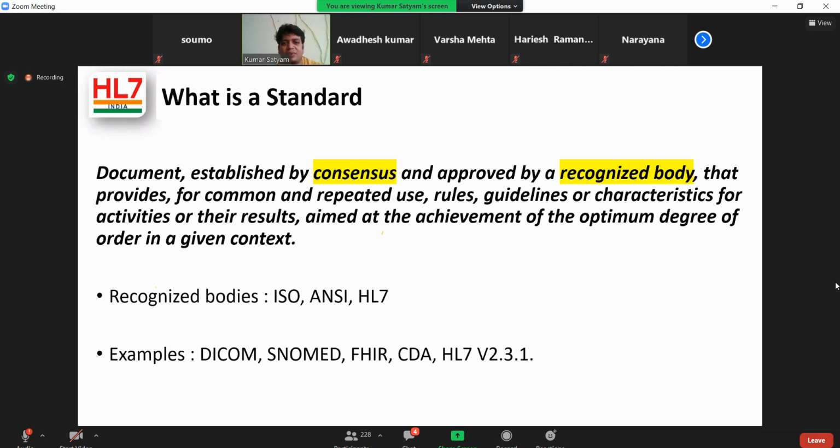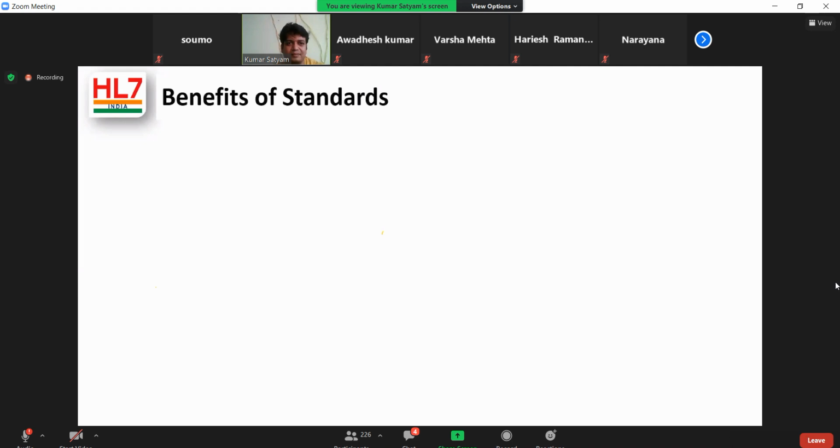Now just remember one thing: consensus does not mean that everyone agrees, right? That's not consensus. Consensus means the majority agrees, so keep that in mind. Okay. Benefits of standards, and we'll see this in FHIR as well. First, it's a multiplier effect. What it means is that if more and more people are using standards, you will see the benefits more and more, right?